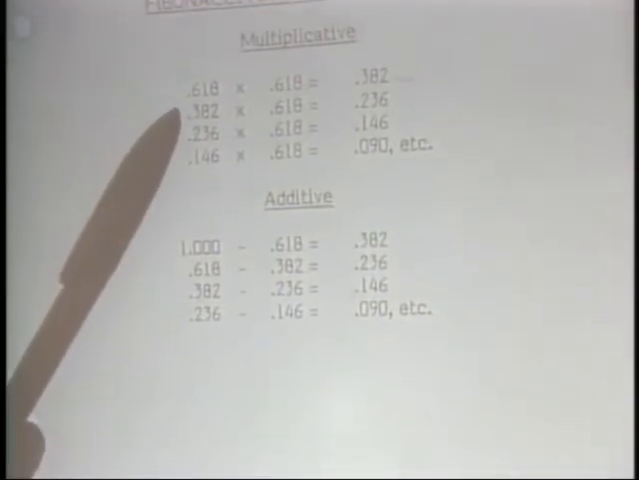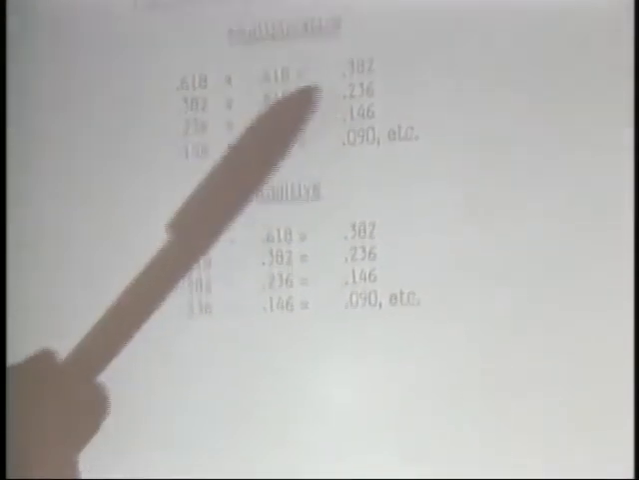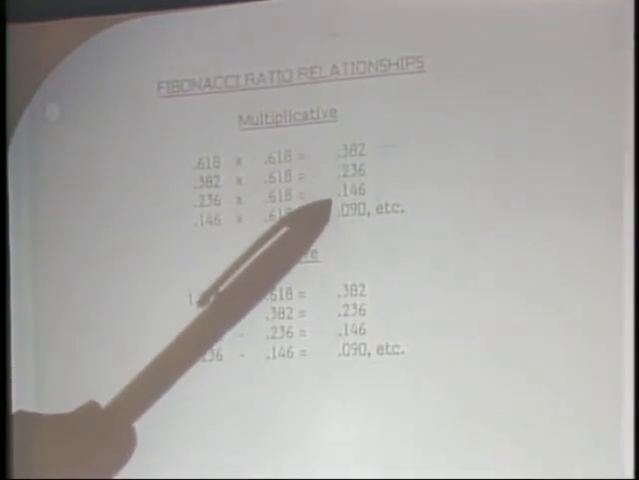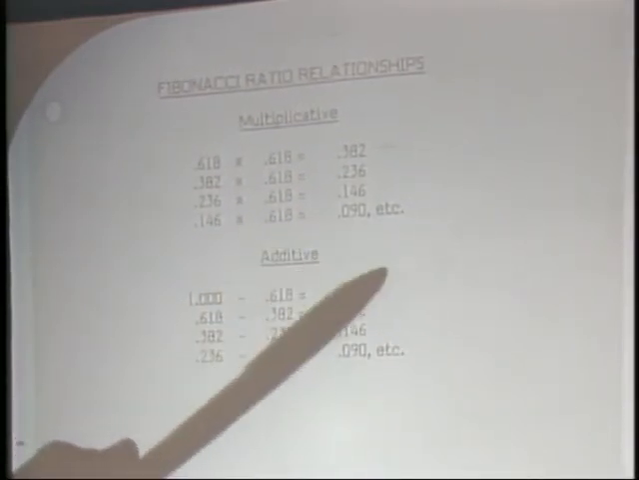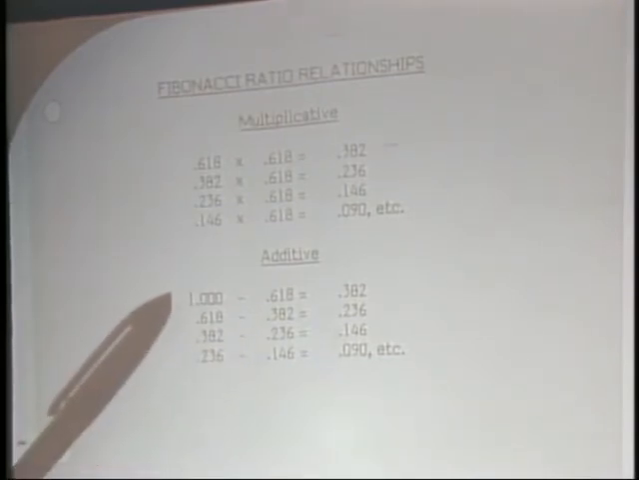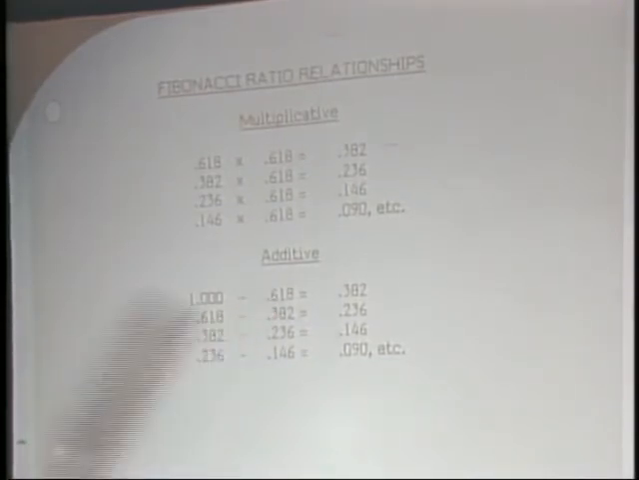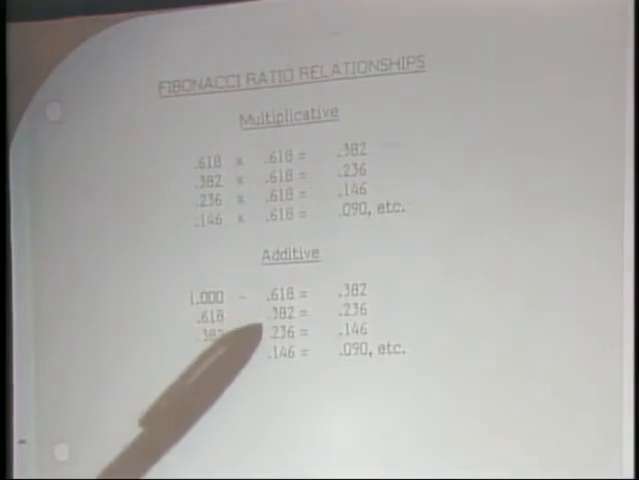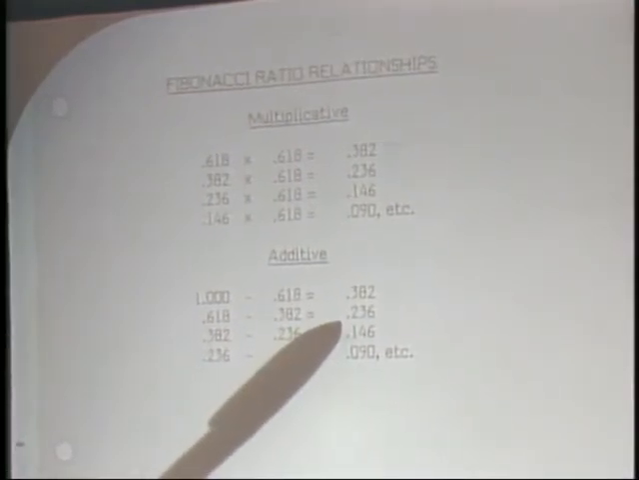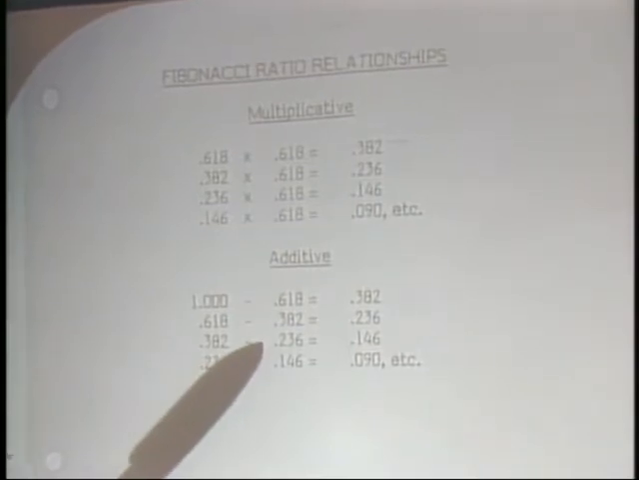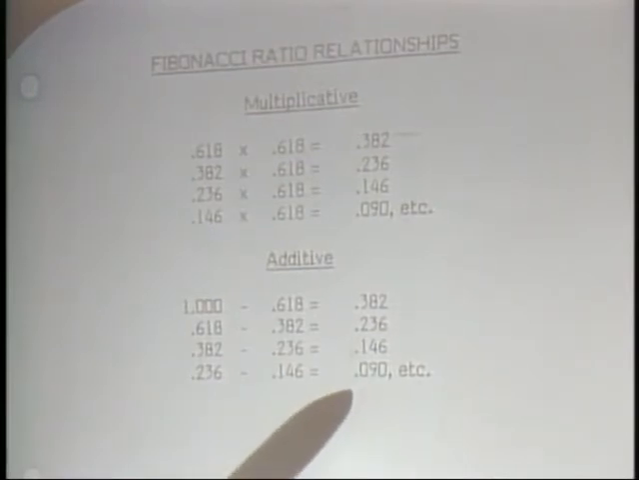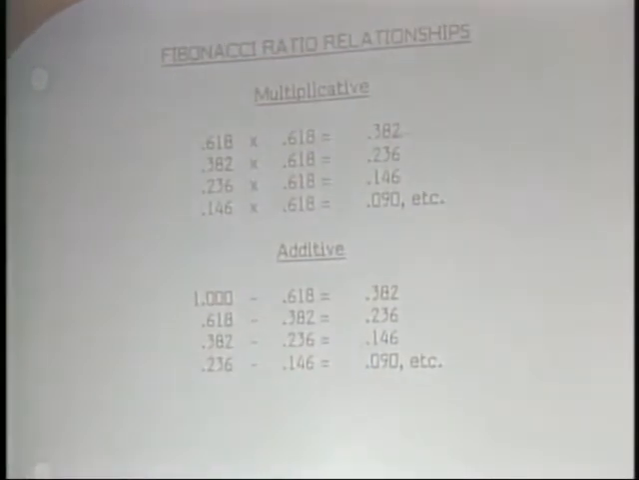The number 0.618, or phi, times itself is 0.382. Bob mentioned that. But if you continue multiplying times phi, this is the series that you get: 0.382, 0.236, 0.146, 0.090, and so on. Additionally, if you start with 1 and subtract 0.618, and then subtract the next number in this series, you'll see that 0.618 minus 0.382 gives you 0.236. 0.382 minus 0.236 gives you 0.146. 0.236 minus 0.146 is 0.090, and so on. We'll take a look at the lower portion of this chart in just a moment.